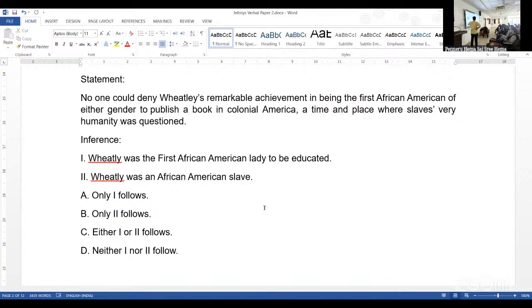Why, how do you say? Okay, she is a slave. Yes. So if you look at here, a time and place where slaves' very humanity was questioned. When she published the book, the slave's humanity was questioned. That does not mean she is a slave. So that is the reason option 2 does not follow. When we look at option 1, Wheatley was the first African American lady to be educated. There is no information related to her education. So that is the reason neither.